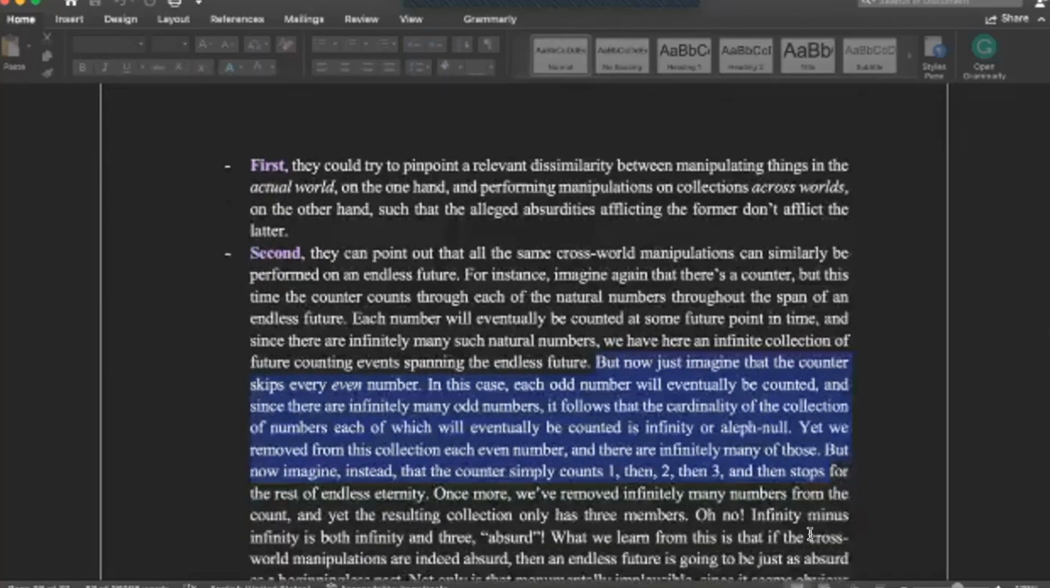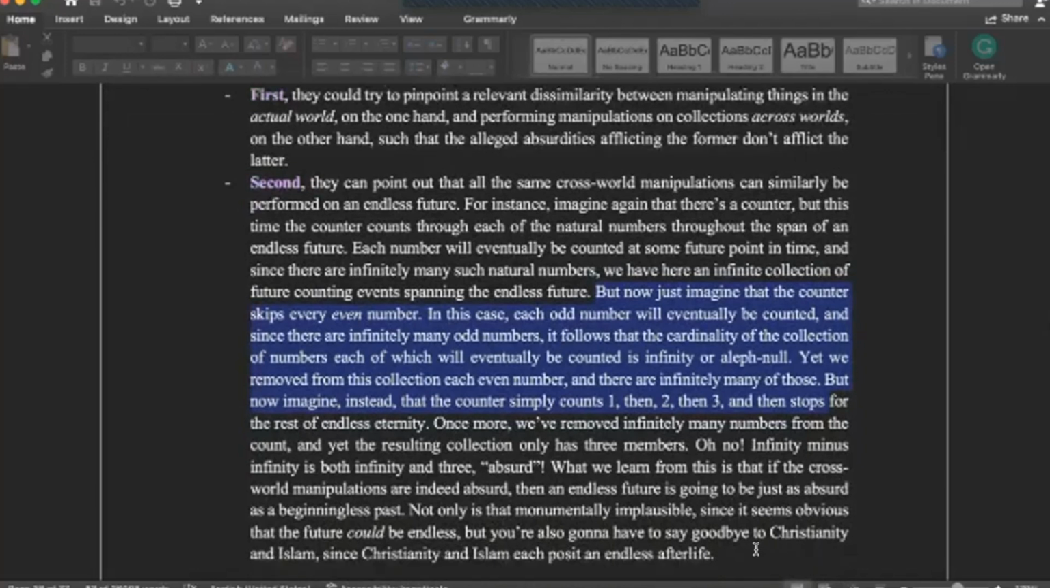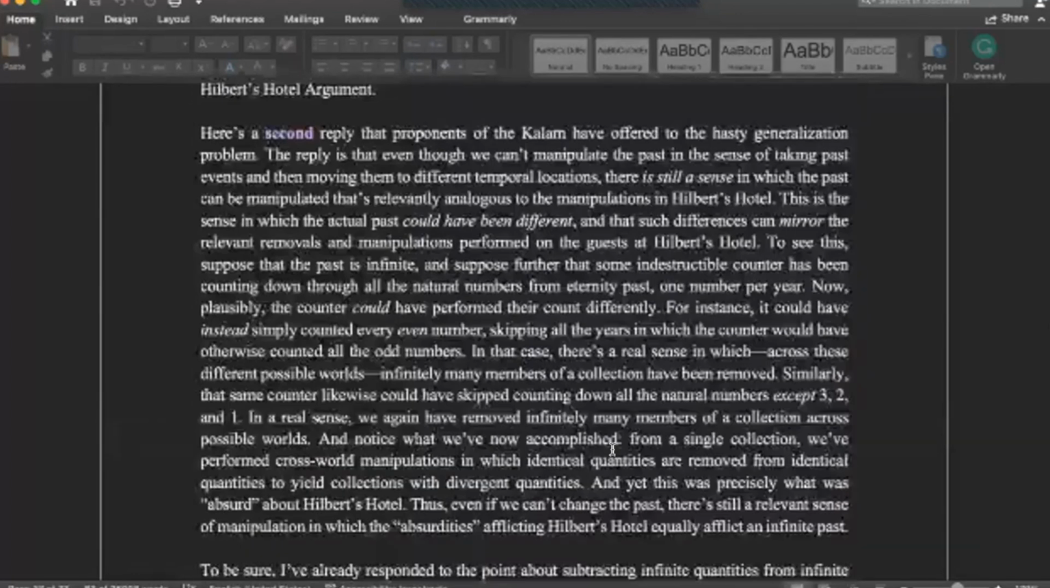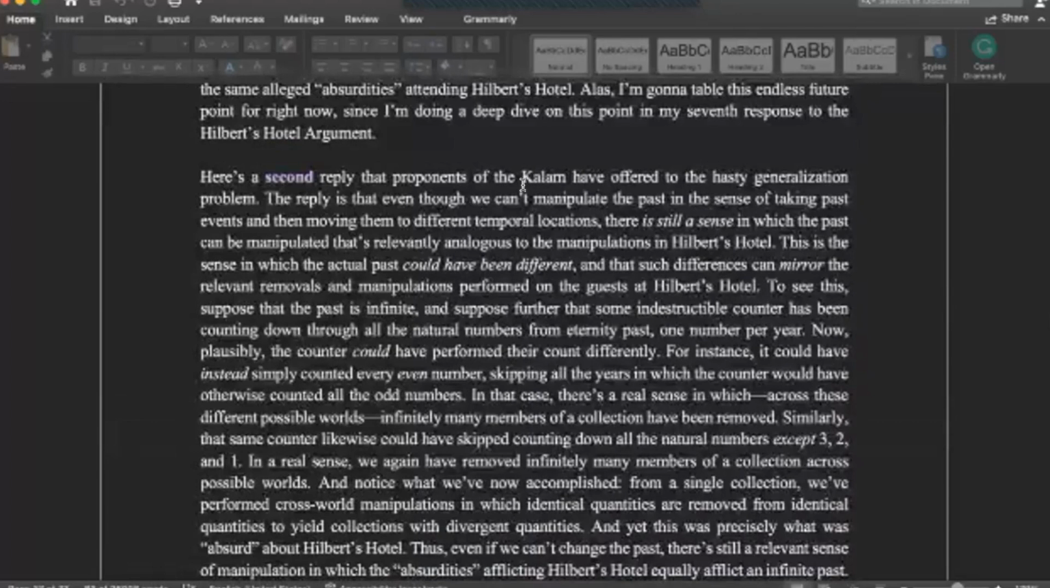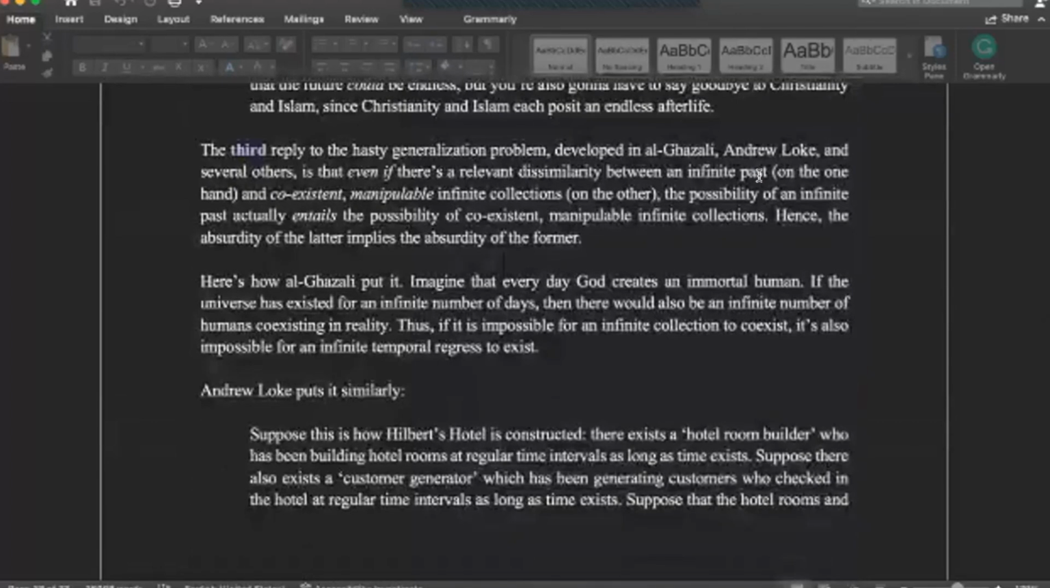Absurd. What we learn from this is that if the cross-world manipulations are indeed absurd, then an endless future is going to be just as absurd as the beginningless past. Not only is that monumentally implausible, since it seems obvious that the future could be endless, but you're also going to have to say goodbye to Christianity and Islam, since Christianity and Islam each posit an endless afterlife. So anyway, those are 2 replies to this second response on behalf of proponents of the Kalam to the hasty generalization problem.